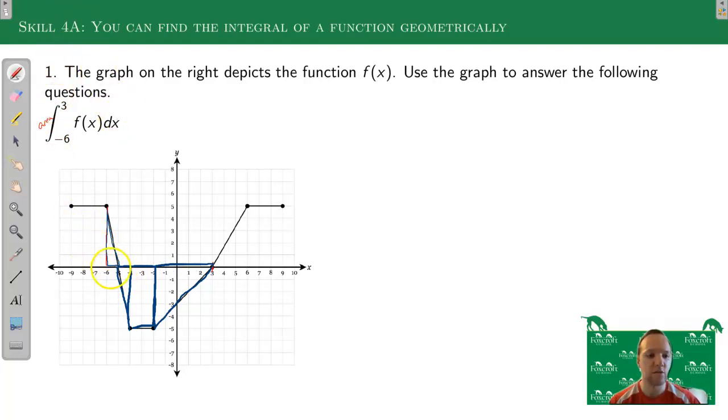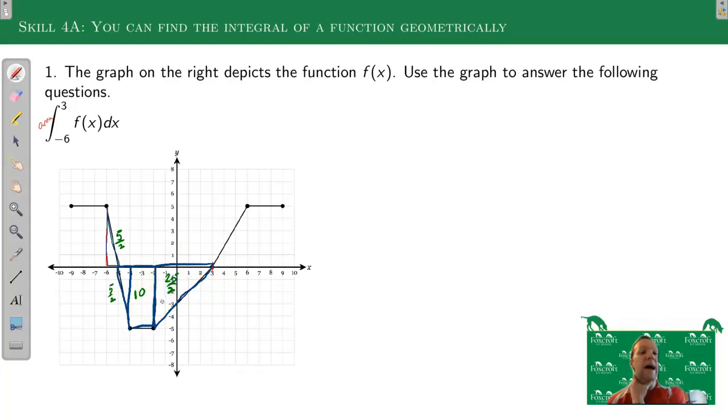This triangle here is 1 wide and 1, 2, 3, 4, 5 high. So the length times the width is 5, and we divide that by 2. So this triangle has an area of 5/2. This one is 5 high and 1 wide, so this one's also 5/2. This rectangle is 2 wide and 5 high, so this rectangle has an area of 10. And this triangle is 5 wide, 5 high, so that's 25 divided by 2, which is 25/2.